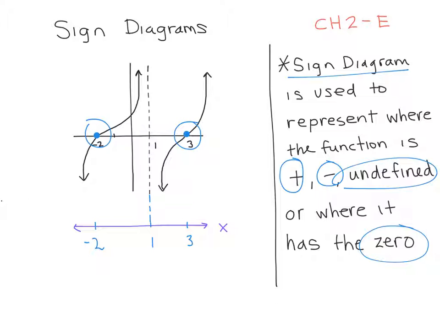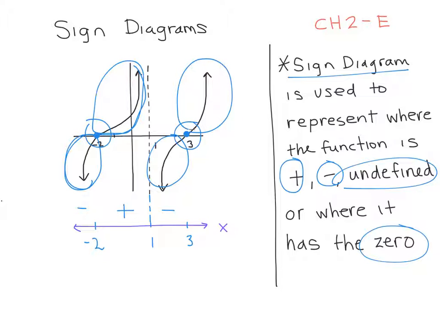Where the value is smaller than -2, the y values are less than 0, so it's going to be negative. In between -2 and the asymptote at 1, the value of y is positive, so that's going to be plus. In between 1 and 3, y values are negative, so minus. And the right side of 3 is all positive, so it's going to be plus.